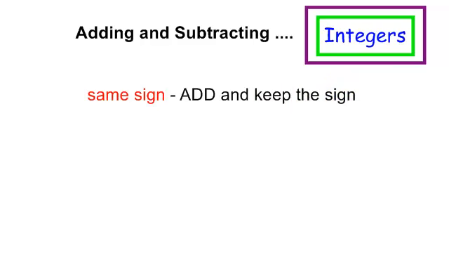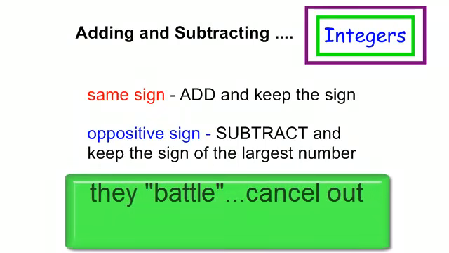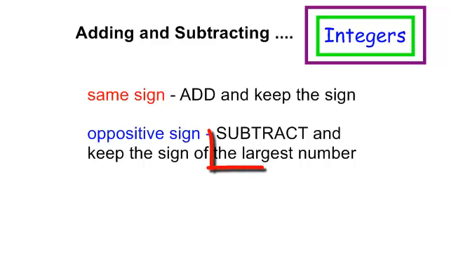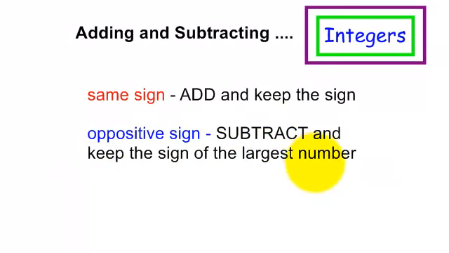If they have opposite signs, so if I have some negatives and some positives, I will subtract because they battle. I have positives, I have negatives. I will subtract, and who wins the battle? Whatever I have the most of. So opposite signs, subtract, and keep the sign of the largest number. If they have opposite signs, what do? Subtract and keep the sign of the largest number.